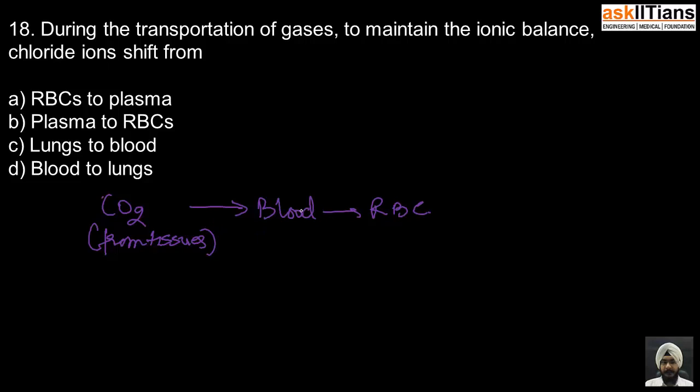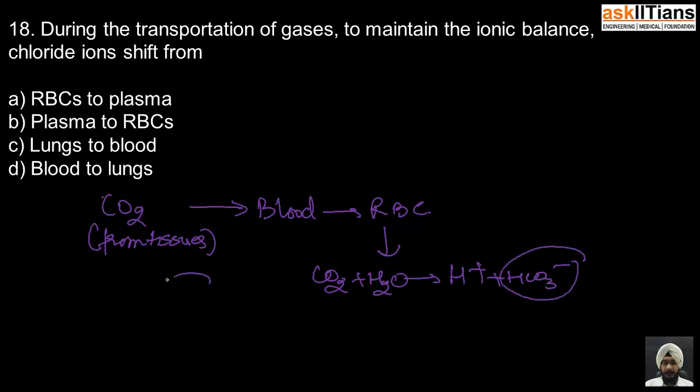Majority of the carbon dioxide goes into the RBCs and it gets converted into bicarbonate ions. So these bicarbonate ions, basically, if this is your RBCs, diffuse from RBCs into the plasma, which is outside the RBCs. And to compensate for this negative charge in the plasma, chloride ions move from plasma to the RBCs, which is called the chloride shift.